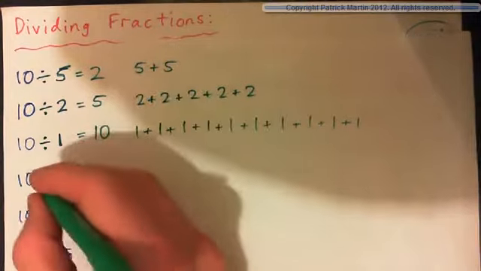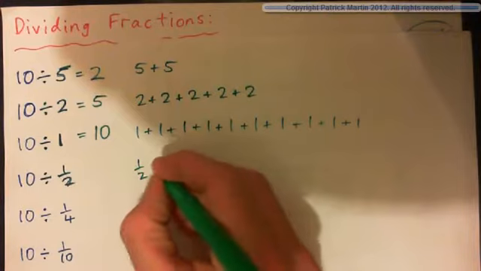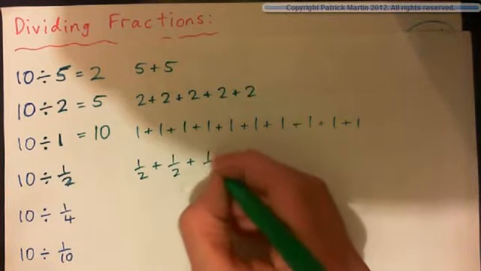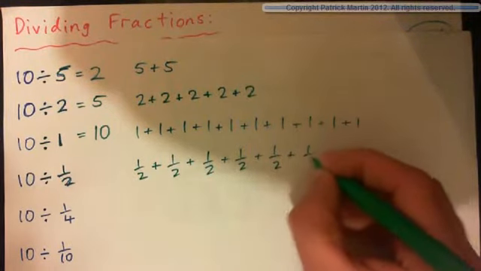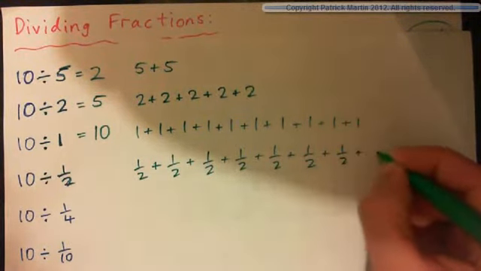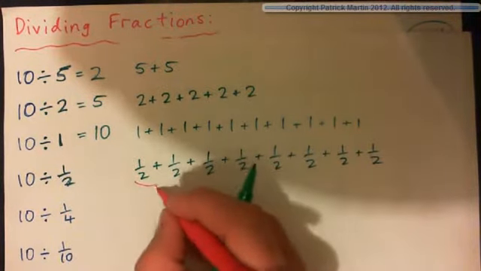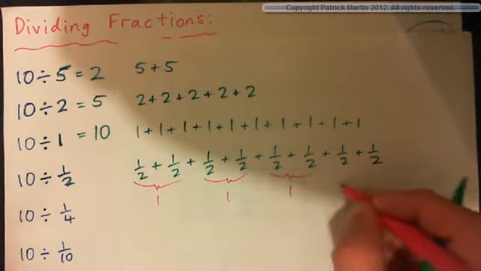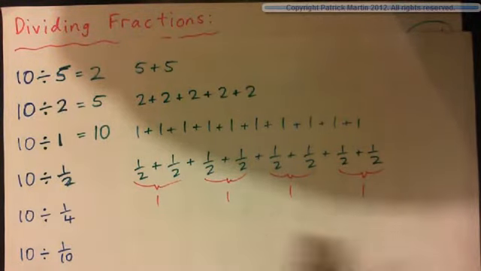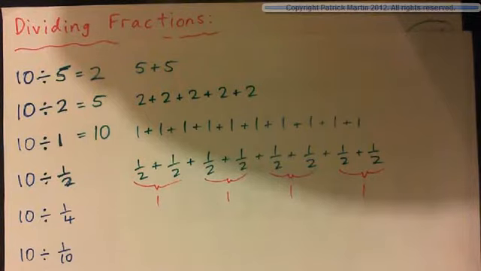Now, that might help us understand this. 10 divided by 1/2. How many halves do I need to add together to get to 10? See if you can figure that one out. You don't have to write it out. I'm just trying to show you the visual. It's quite a lot, isn't it? You know that 2 halves makes 1, don't you? So here's one, here's another one. How many 1s do we need? We need 10 1s, and there's 2 halves in every 1, right?